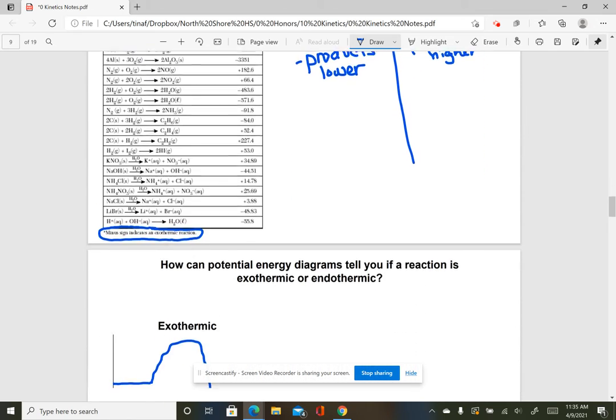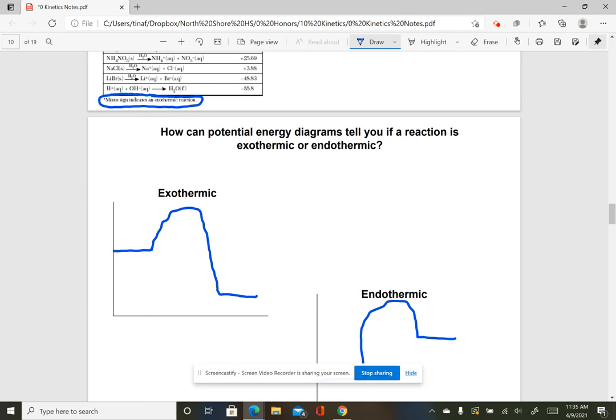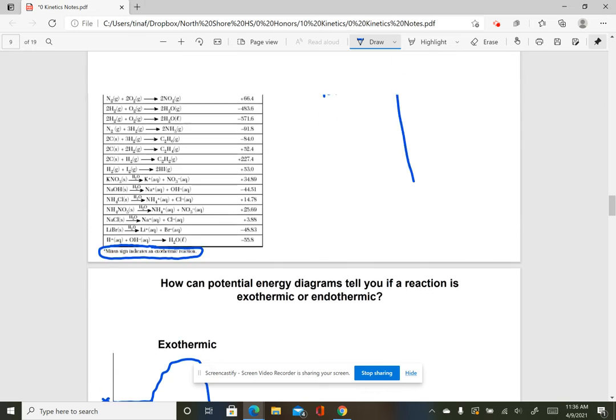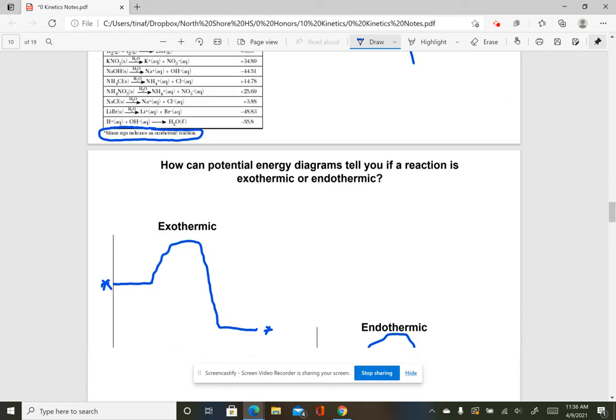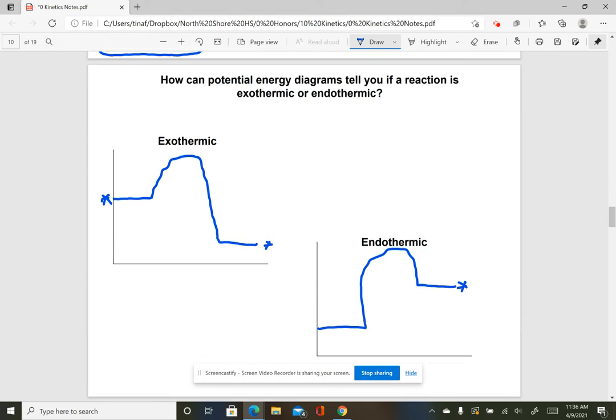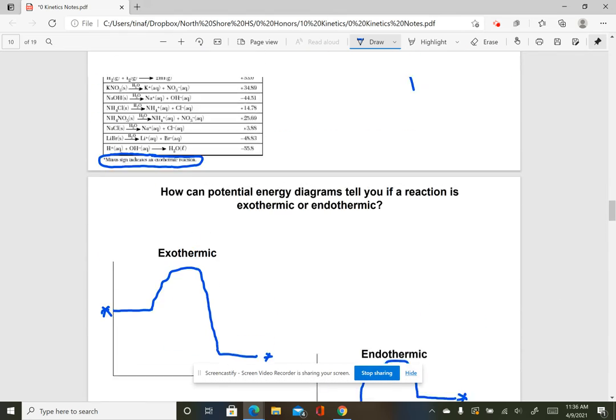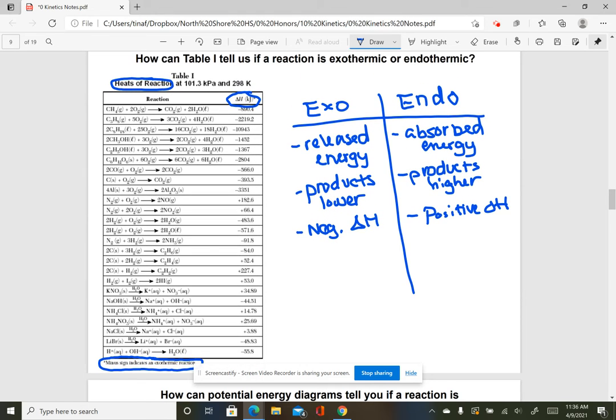Now, guys, mathematically, if we take a low number and we subtract it from a high number, we're going to get a negative delta H. And that's what table I is telling us, where with endothermic, I'm going to get a positive delta H because I'm doing a big number minus a smaller number. Okay, so that's important.